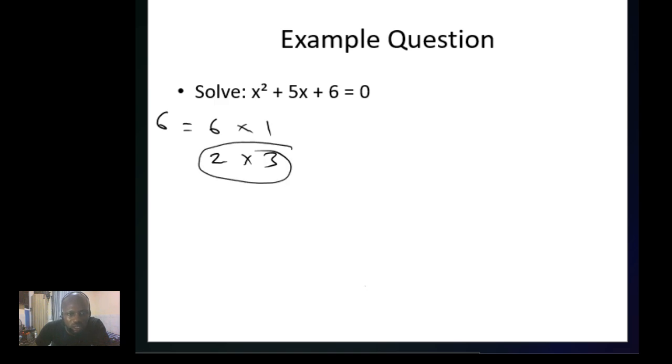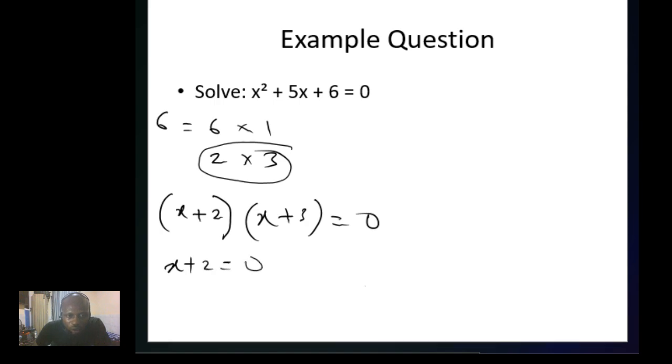So once you know that, you open your bracket x, you take this one, you add it to it. What do you have here? This plus 2. Yes, plus 2. Open another bracket. What do you have here? This plus 3. Plus 3. Equate everything to 0. Now, equate each factor to 0. x plus 2 equals 0, and then solve for your x.